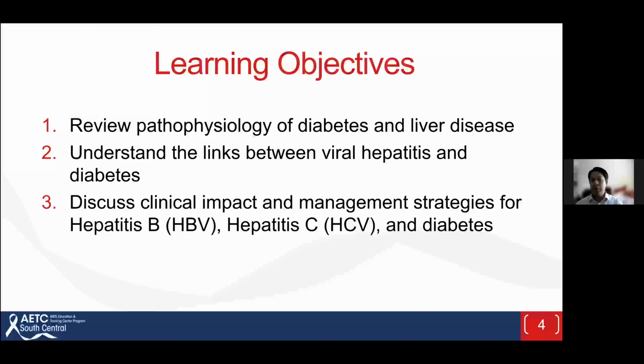All right, so our learning objectives today are three. So I plan on reviewing some pathophysiology of diabetes and liver disease. So we're going to kind of kick it old school here and talk about the different stages of diabetes, how we get there, what's all involved in that. We'll also talk about liver disease and its progression. And then we'll talk about the links between viral hepatitis and diabetes and how they interplay with each other. And then finally, we'll discuss the clinical impact and management strategies for hepatitis B, hepatitis C, and diabetes. So kind of bring it all together and how are we going to manage this?